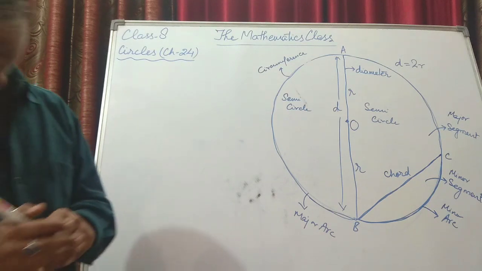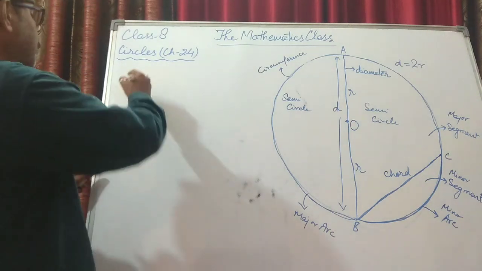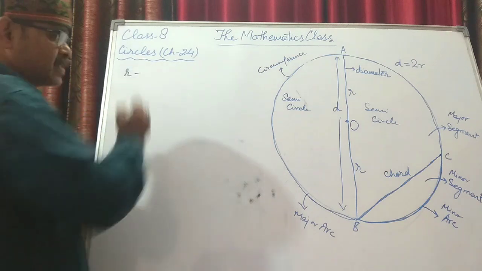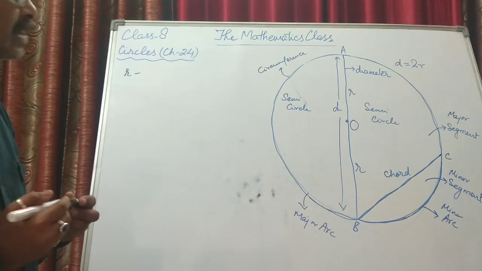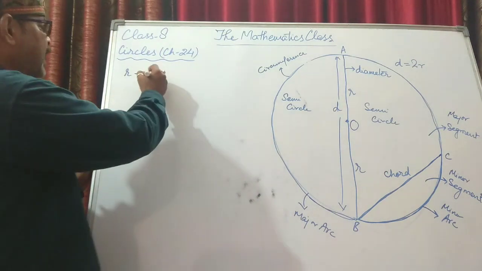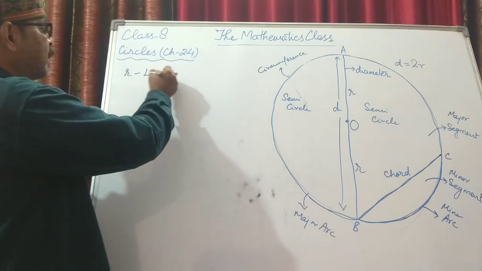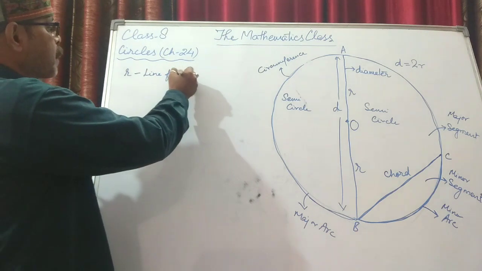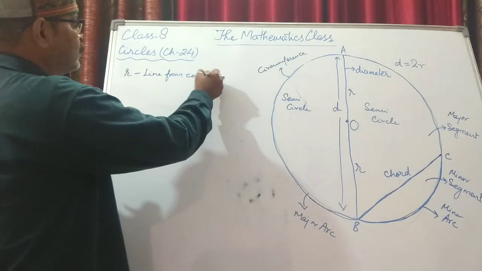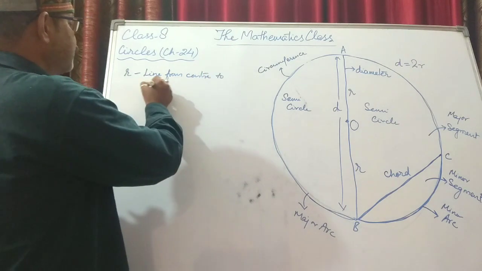Now there are few points. First of all, you know about the radius. What is the radius? Radius is a line segment joining from center to circumference.